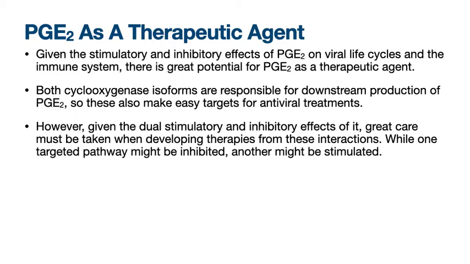So we had those cyclooxygenases, we had those prostaglandin synthases, but unfortunately, because it has dual stimulatory and inhibitory effects, you have to be very meticulous with what you're doing, because you might cut off one pathway that's causing a disorder or disease, but by doing so you might also activate some other pathway. So there's a lot of research being done to try to understand how prostaglandin E2 could be used as a therapy or as a treatment for different viruses.